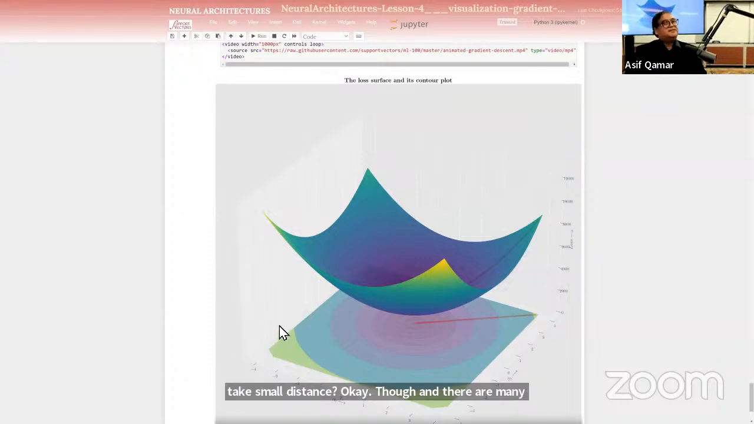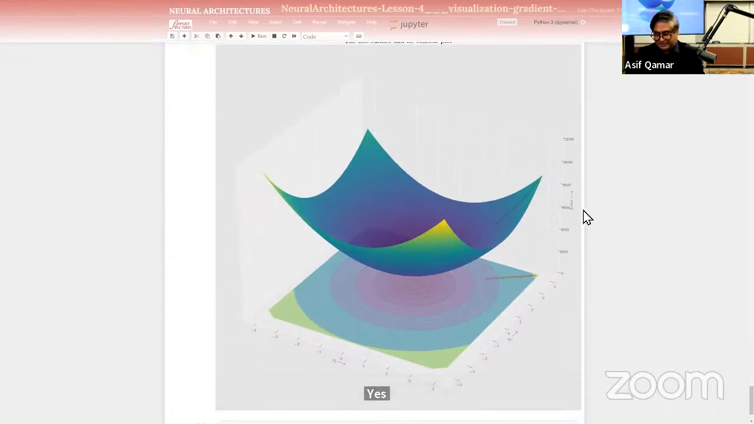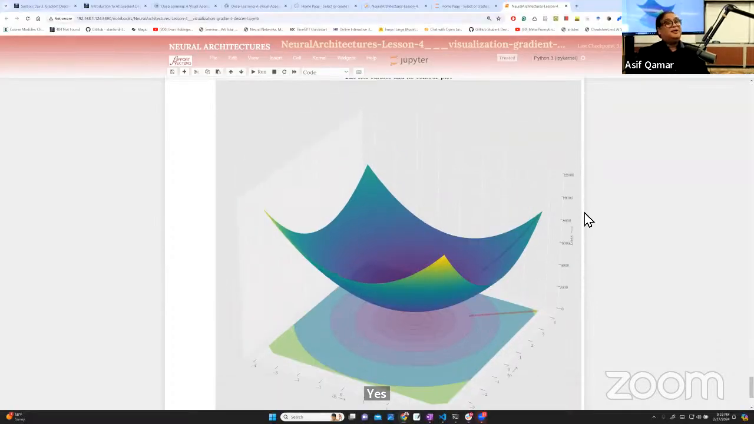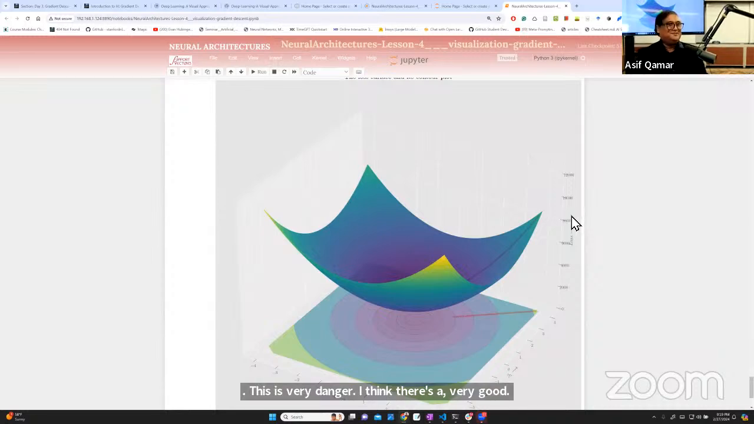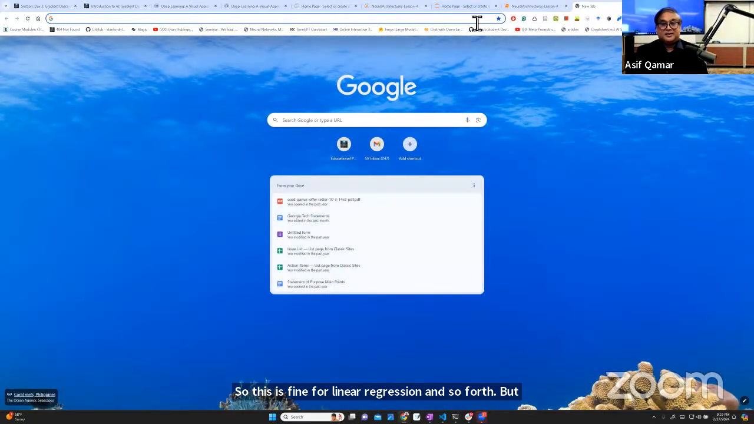Question here. Isn't there a danger where the ant gets stuck in a local minimum? Very good. I'll come to that question now. That is absolutely the question. So this is fine for linear regression and polynomial regression and so forth. But what about real life? Let's see what real life looks like.